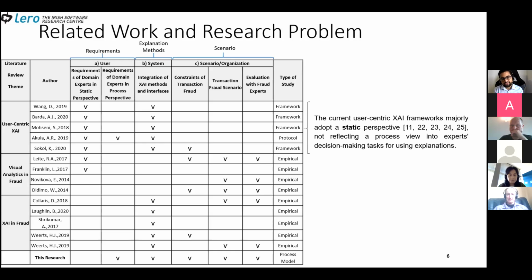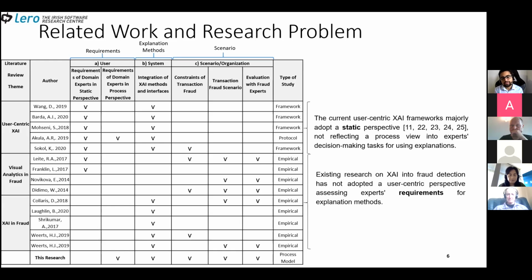Based on that, the first problem I identified refers to the perspective adopted by existing user-centric explainable AI frameworks, which is actually static and does not reflect their tasks for dealing with explanation methods and AI predictions. The second problem illustrates that existing explainable AI empirical studies have not identified experts' requirements for explanation methods, which is characterized as a lack of user-centric perspective in this regard.